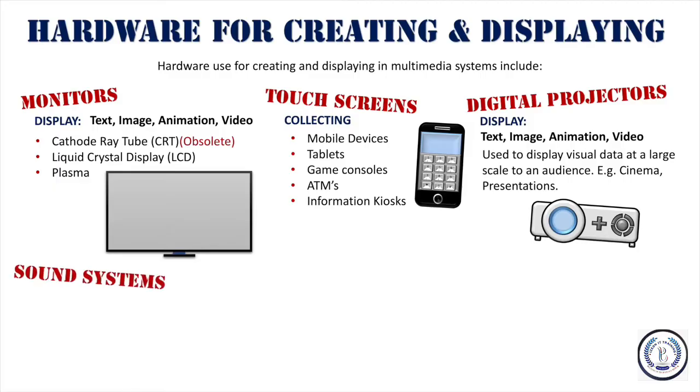Moving on then, we'll go to sound, and sound systems. And obviously here we're talking about the displaying of audio. So these are the speakers, and they can display in stereo when we're using two speakers, or surround sound when we're using more than two speakers placed around the room, such as, once again, at the cinema.